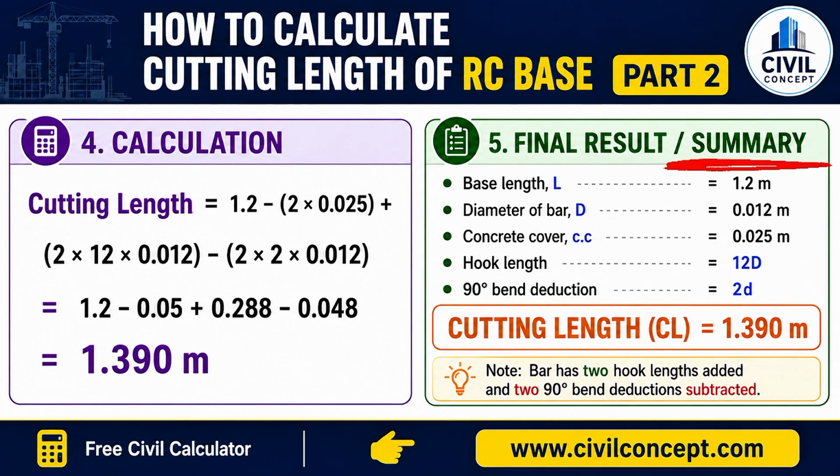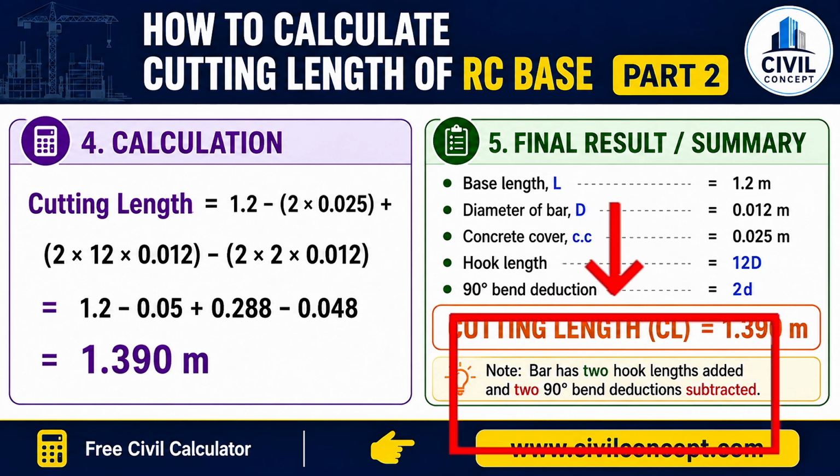Now let us summarize once again. Base length L is 1.2 meters. Diameter of bar D is 0.012 meters. Concrete cover CC is 0.025 meters. Hook length is 12D. 90-degree bend deduction is 2D. And the final cutting length is 1.390 meters.